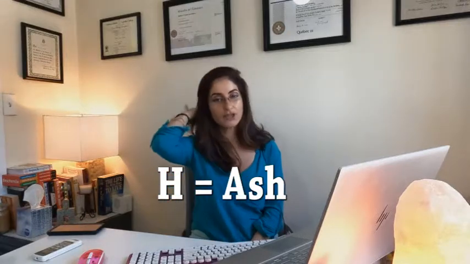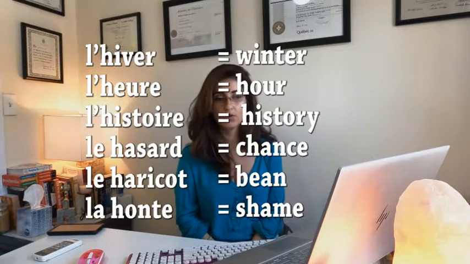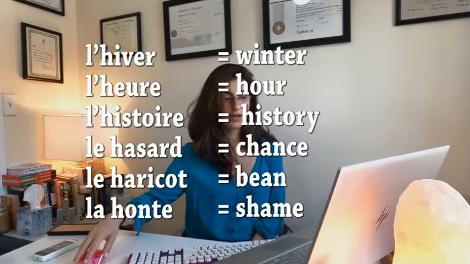So H. You don't pronounce the H if it's in the beginning of a word. As an example: hiver, heure, histoire, hasard, haricot, honte. None of these do you pronounce the H. So again, hiver, heure, histoire, hasard, haricot, honte.